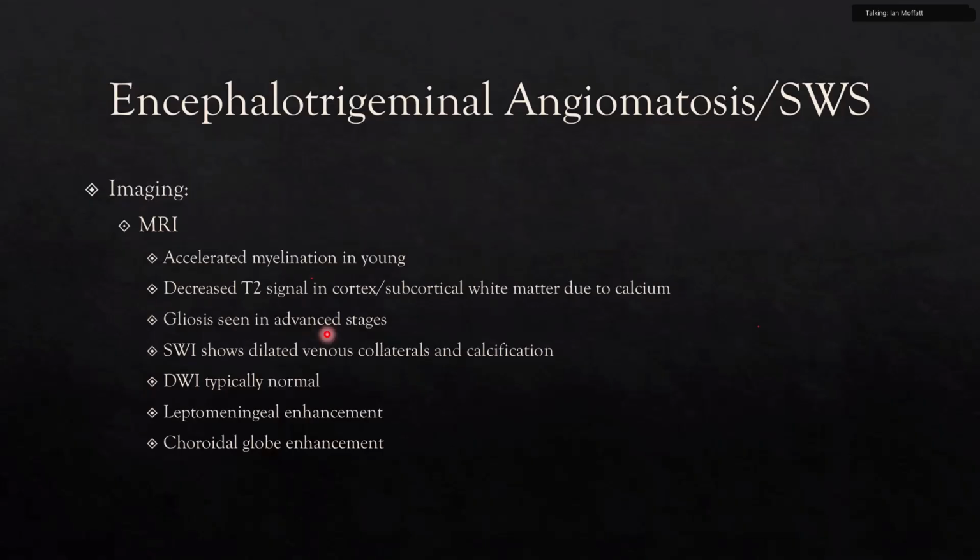MRI shows accelerated myelination in the young with decreased T2 signal in the cortex and subcortical white matter due to calcium. You'll get gliosis in advanced stages, and SWI will show dilated venous collaterals and calcifications, typically normal on DWI unless you happen to catch it during a time of acute venous ischemia. You'll get extensive leptomeningeal enhancement and choroidal globe enhancement as well.